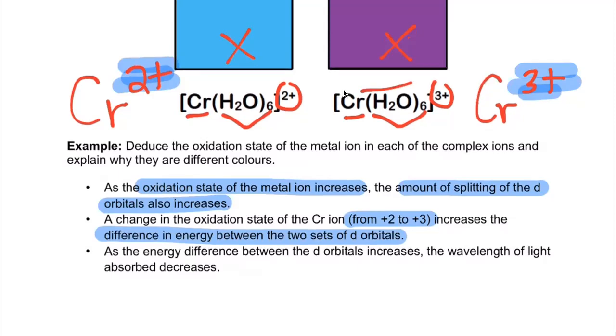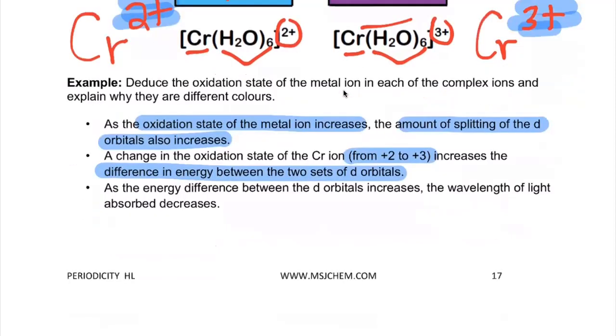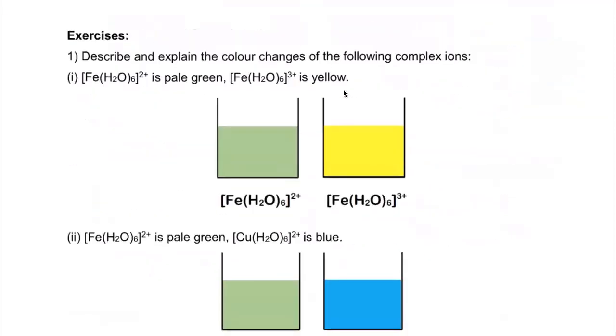So there's a couple more questions here, and it's the same concept. They're obviously different colors, but your explanation is going to be similar. You will deduce what the charge is, and then based on which one has a lower or a higher charge, that's going to correspond to higher or lower energy, which will correspond to a longer or shorter wavelength, and therefore a different color on our spectrum.